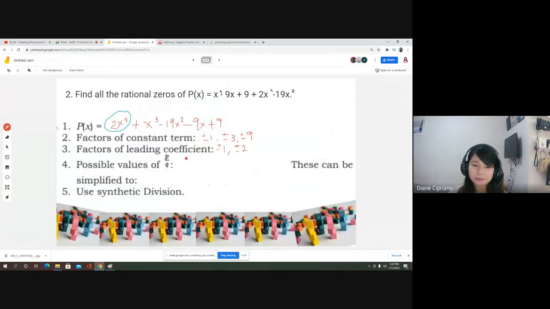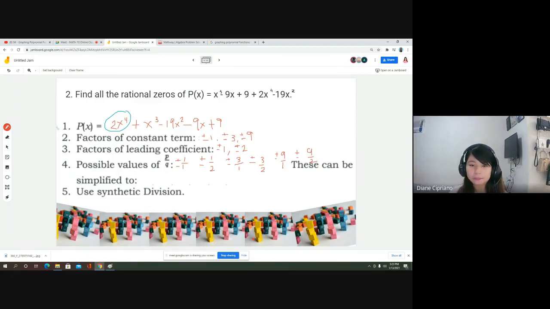So, the possible values of P over Q are positive 1 over 1, positive 1 over 2, negative 3 over 1, negative 3 over 2, negative 9 over 1, and negative 9 over 2.